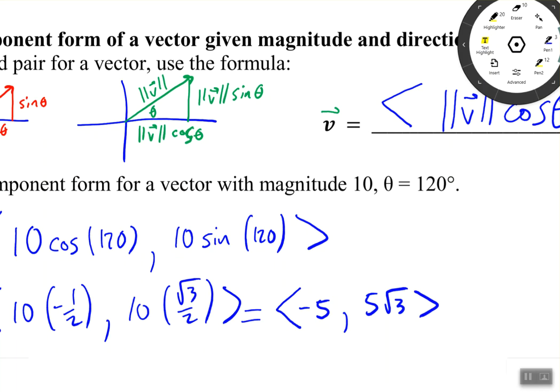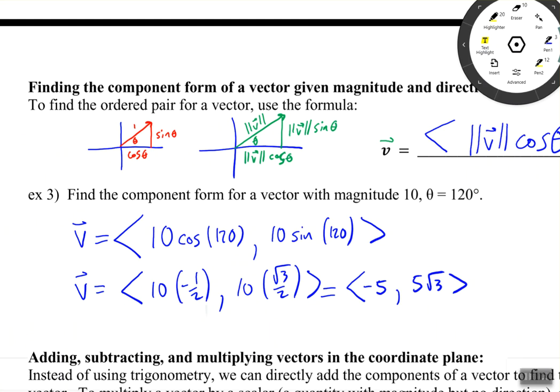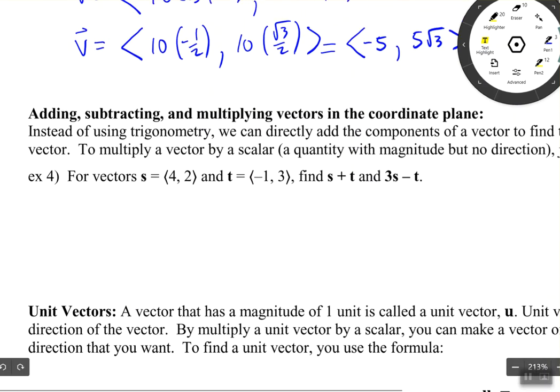Okay, so from yesterday, we added and subtracted, and I showed you kind of the component form, but we really did it with graphs. Now we're going to do component forms. So I'm going to give you two vectors. They're in their component forms, and if I want you to add and subtract without graphing, is it just what we did yesterday?